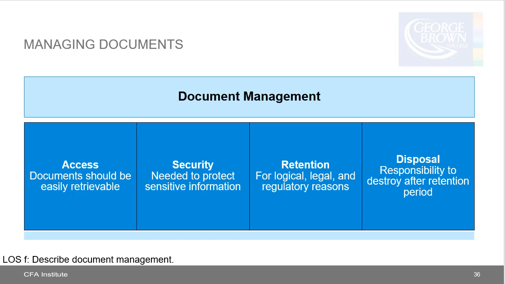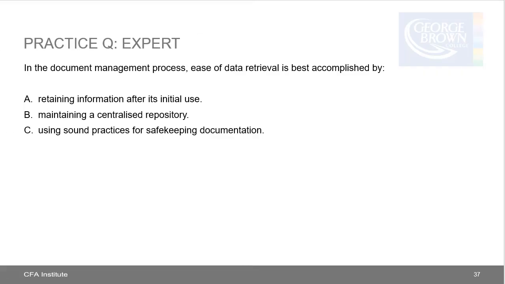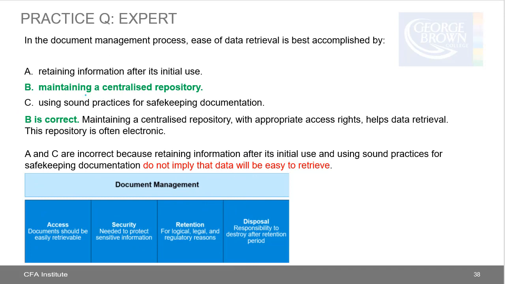So a quick practice question to end this video, end this learning outcome statement, end this topic, and end the series, because this is chapter 20. So the last practice question: at the expert level, in the document management process, ease of data retrieval is best accomplished by A, retaining information after its initial use, B, maintaining a centralized repository, or C, using sound practices for safekeeping documentation? Okay, the correct answer is B.